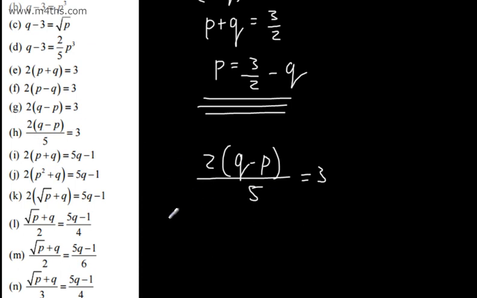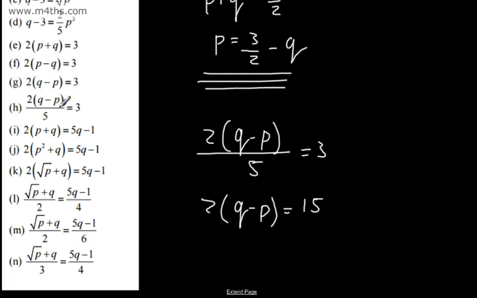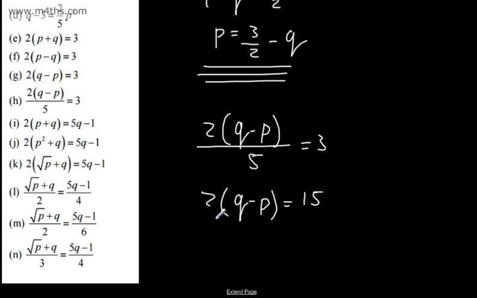So multiplying both sides by 5, we now get two lots of (q minus p) is equal to 15. What you could have done again is divide by 2/5, entirely up to you. The way this fraction is written would suggest that we multiply both sides by 5. It really doesn't matter. What we'll see is that q minus p is going to be equal to 15 over 2. I want p to be the subject.